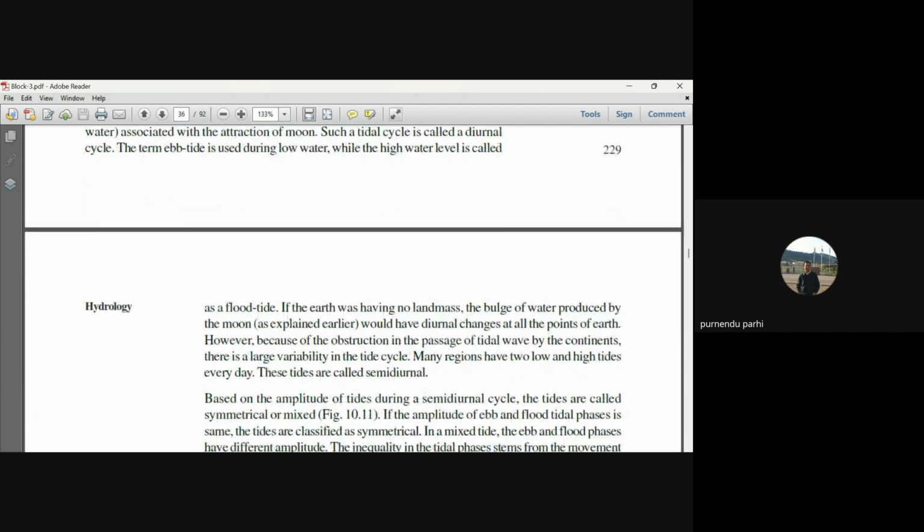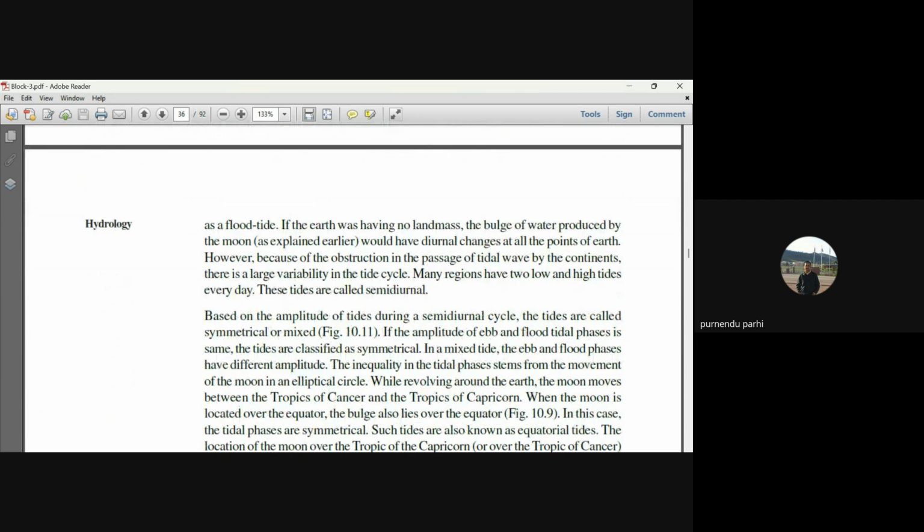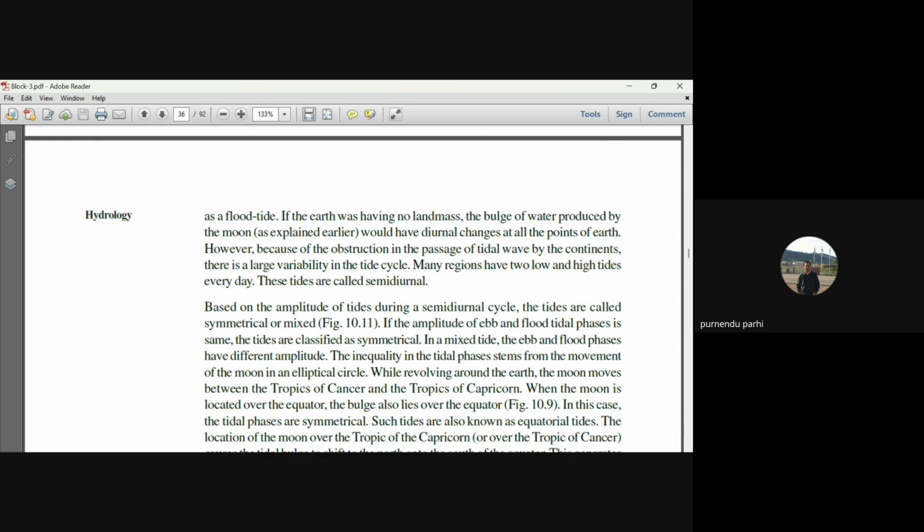If the Earth was moving having no land mass, the bulge of water produced by the moon would have diurnal changes at all points of the Earth. However, because of the obstruction in the passage of the tidal wave by the continents, there is a large variation in the tidal cycle. Many regions have two low and high tides every day. These tides are called semi-diurnal.